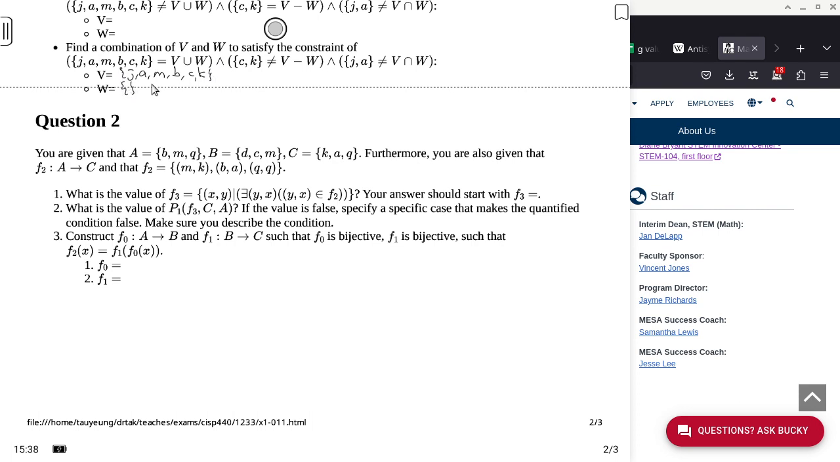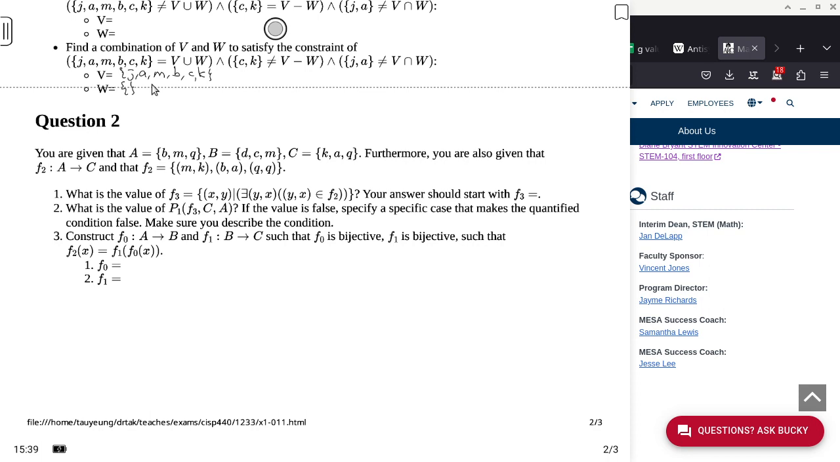All right. So question number one, even though it has multiple parts, it's relatively easy to work on as long as you remember what is intersection, what is difference, and what is union as operations on sets. So now we move on to question number two. It says you are given A, which has B, M, Q in it, B has D, C, M in it, and C has K, A, Q in it. Furthermore, you're also given that F2 is a function mapping from A to C, and that F2 is MK, BA, QQ. Okay, so do we have any questions about just this part of the question?